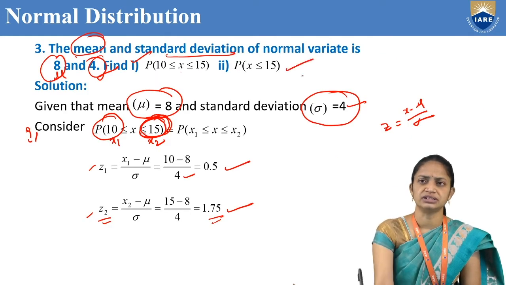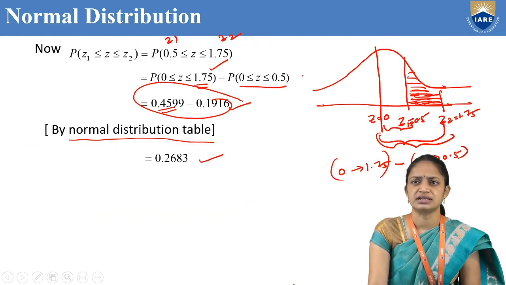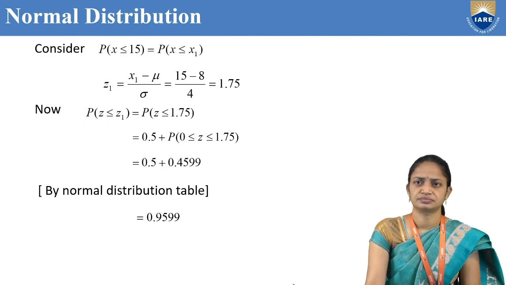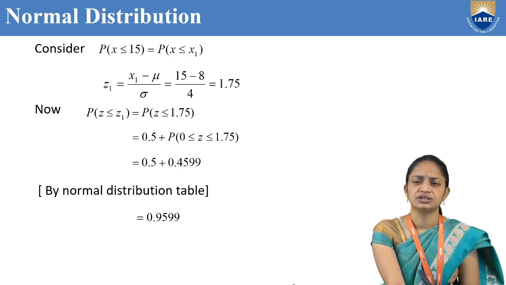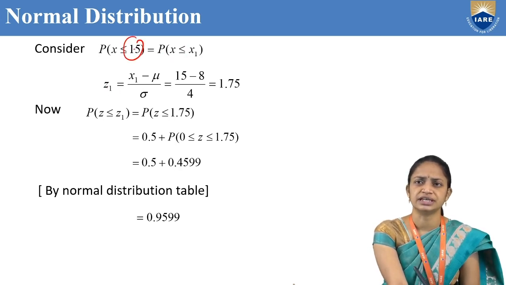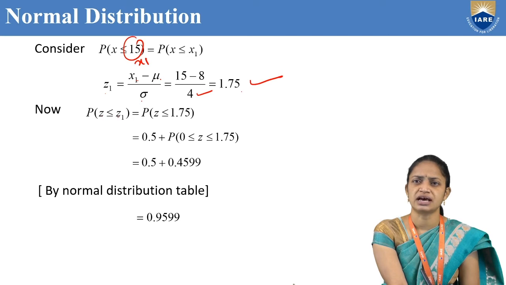Okay, so coming to the next problem. So this is the next one, second question. P of x less than or equal to 15. So that is equal to P of x less than or equal to x1. So z1 equal to x1 minus mu by sigma. So here x1 equal to 15 minus mu value is 8, divided by sigma value is 4. So that is equal to 1.75. So P of z less than or equal to z1, where z1 is 1.75.